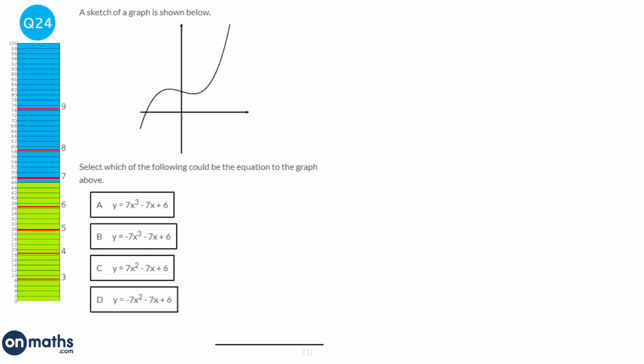With this question, you've just got to know what the different functions look like. So with C and D, we've got quadratic functions. One's a positive quadratic, which is a U shape.